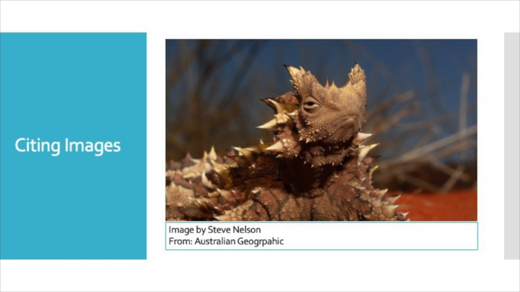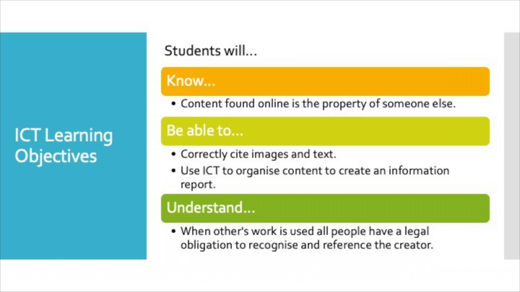When including images that they themselves have not created and have been taken from the internet, it is expected that students cite this appropriately. To do this, below the image they must first write the name of the creator of the picture, then the website in which it was found. This ensures that proper credit is given to the original owner of the image and that students are acting within their legal obligations.